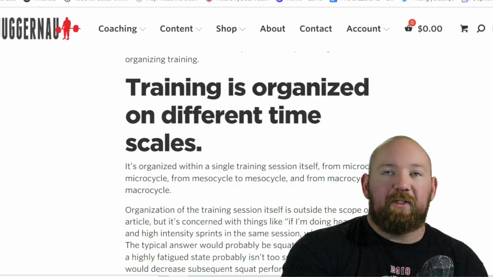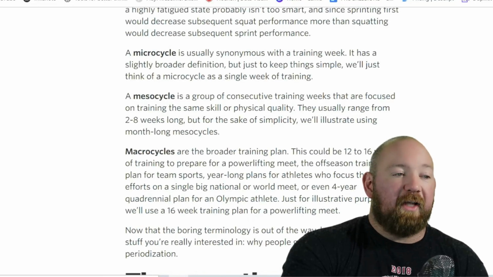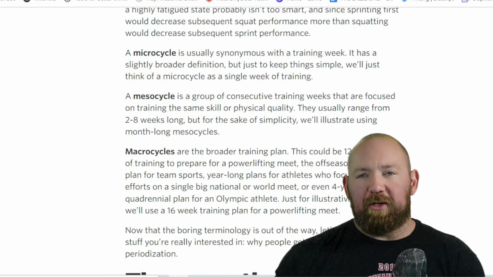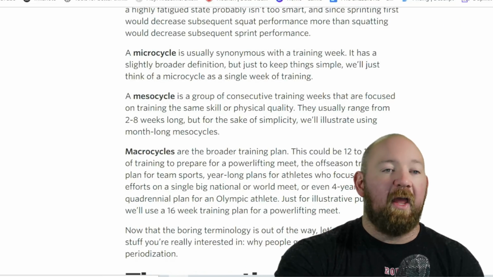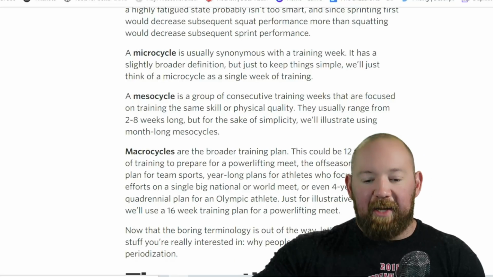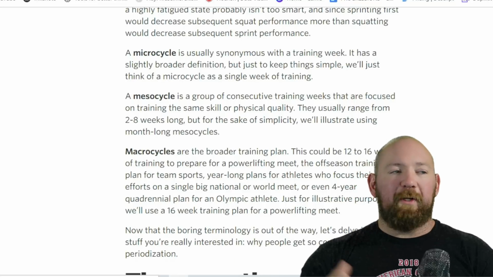The article that breaks down what we know is the time scales. Microcycle is a week. Mesocycle is a series of weeks. Macrocycle is your whole plan start to finish, usually from the time you start training to the full realization at an actual contest. Now, this brings up an interesting point.